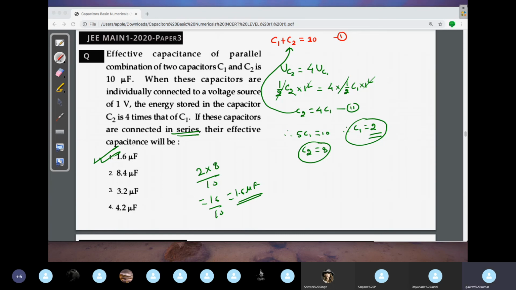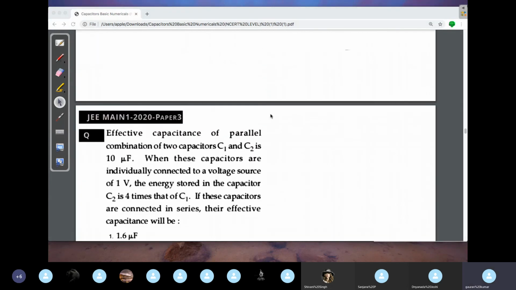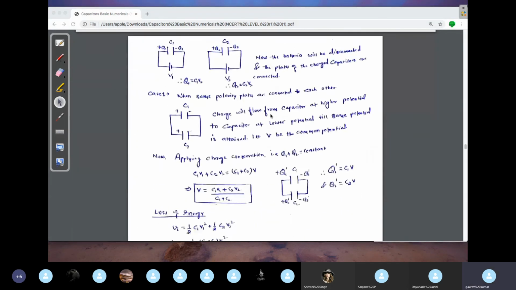If you want, you can take the screenshot. It's a very, very easy question. Okay, let's go to the next. So all done here.